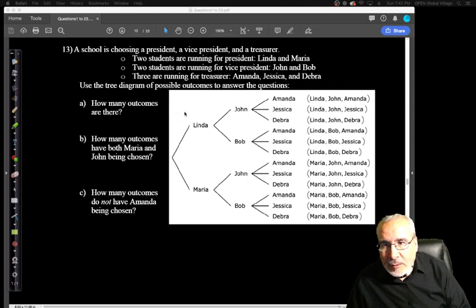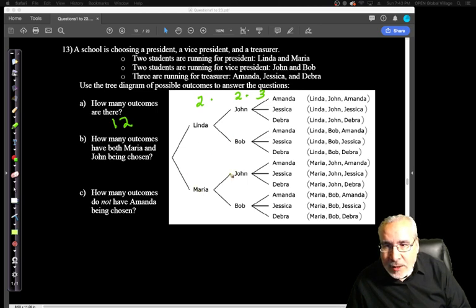12 outcomes. We could also do that analytically if you wanted to, since we've got 2 times 2 times 3. 2 times 2 is 4, times 3 is 12. That's how we get that. 12 outcomes.